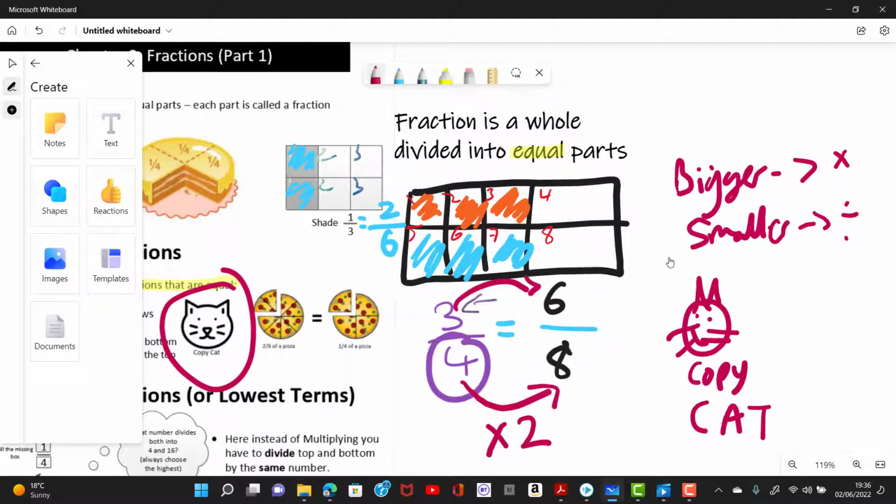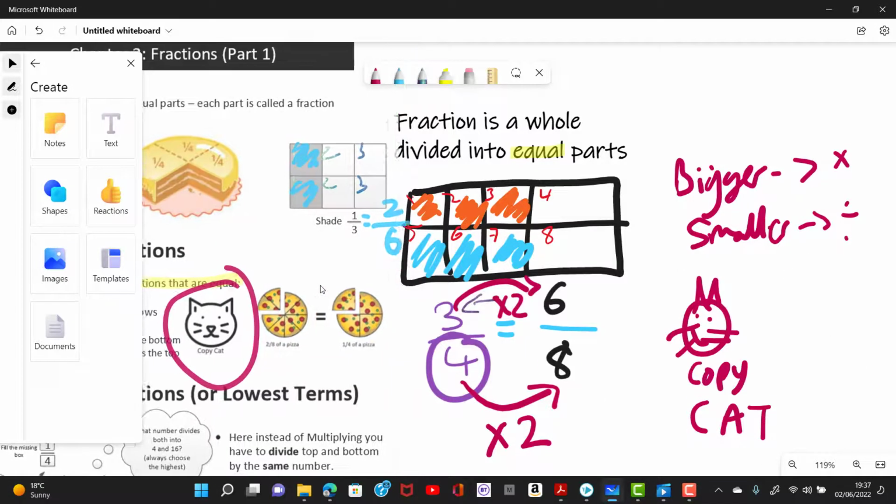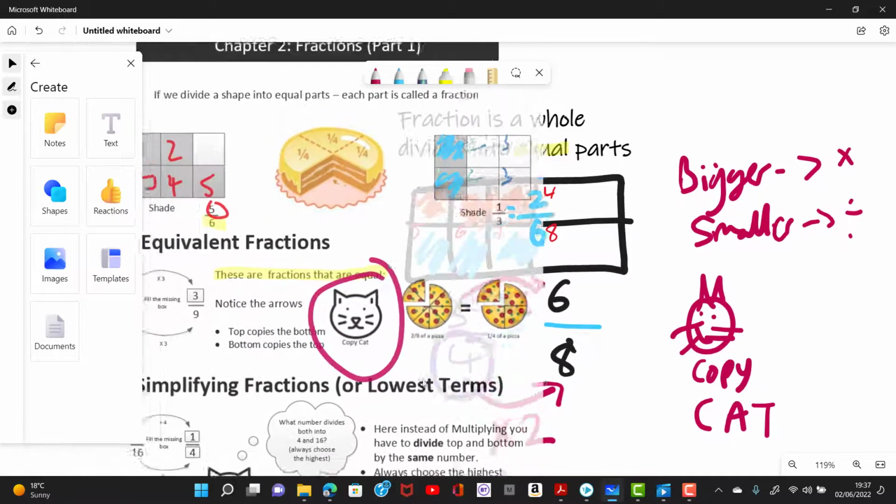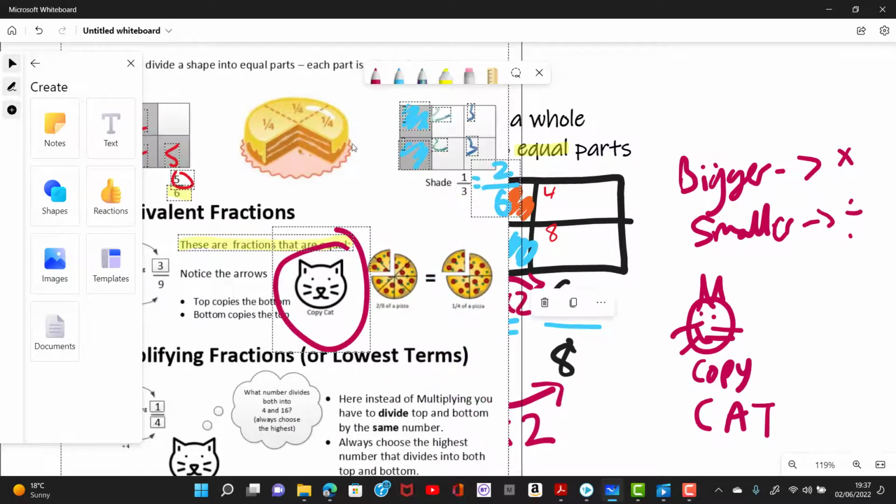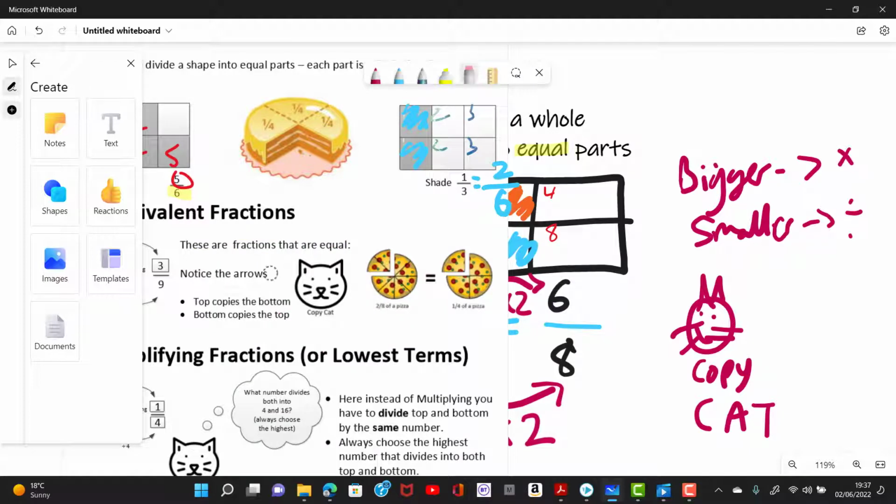If you times the bottom one by 2, you have to times the top one by 2. If you times the bottom one by 5, you times the top one by 5. Times the top one by 10, you have to times the bottom one by 10. That's how we do equivalent fractions. Let's go back to the notes again. The top copies the bottom, the bottom copies the top. That's worth highlighting, and hopefully you're making notes on that.